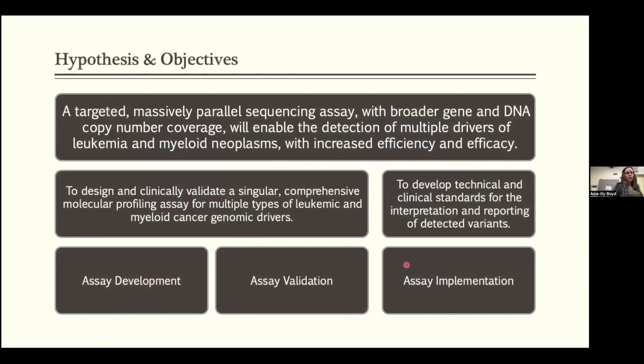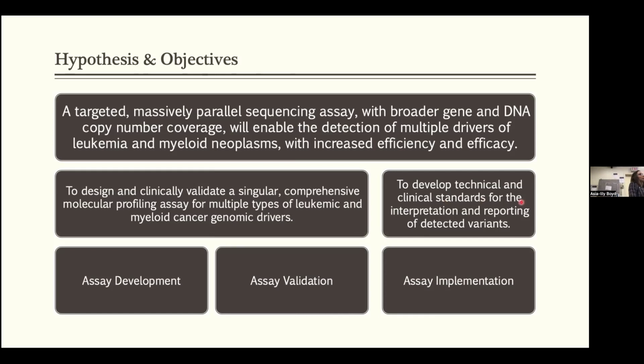So this ties into my hypothesis, which is that a targeted massively parallel sequencing assay with broader gene and DNA copy number coverage will enable us to detect multiple drivers that are involved in leukemia and myeloid neoplasm with increased efficiency and efficacy. So I aim to test this hypothesis through two main objectives. On the left-hand side, my first objective is to design and clinically validate a comprehensive molecular profiling assay for multiple types of drivers. And on the right-hand side here, to develop technical and clinical standards for the interpretation and reporting of those detected variants.